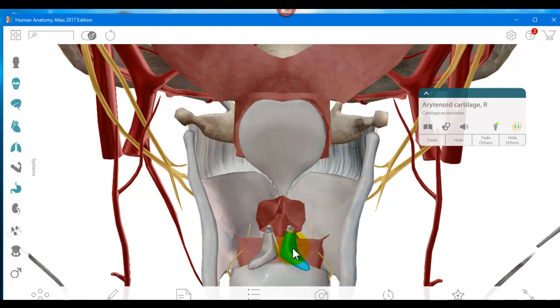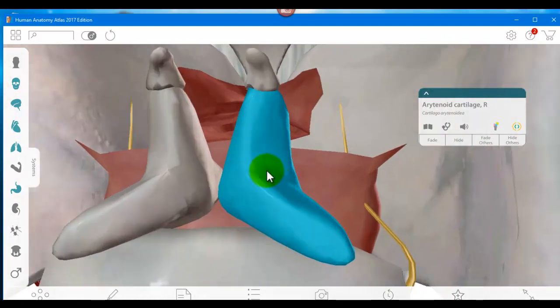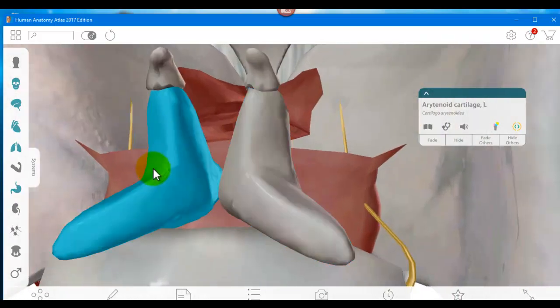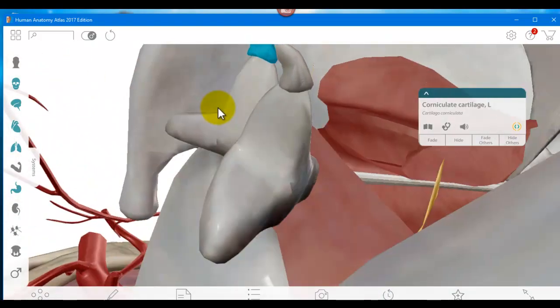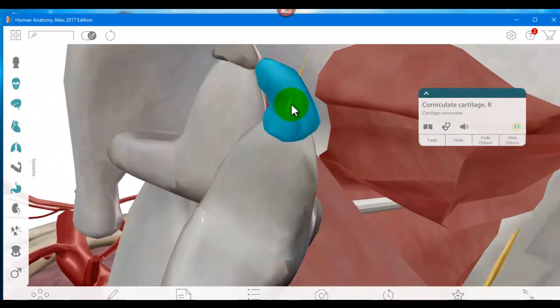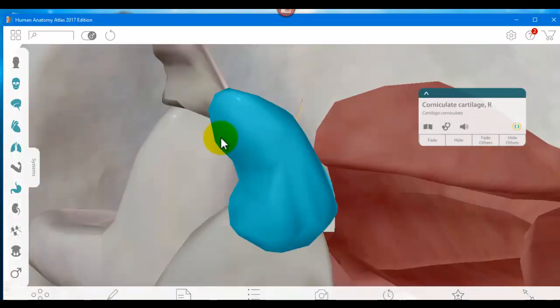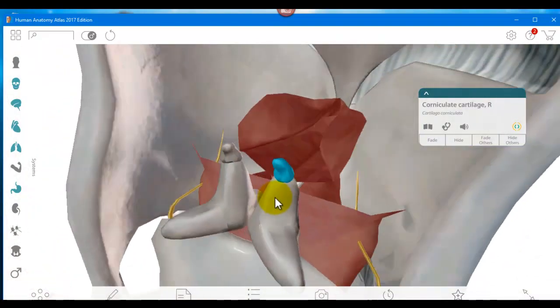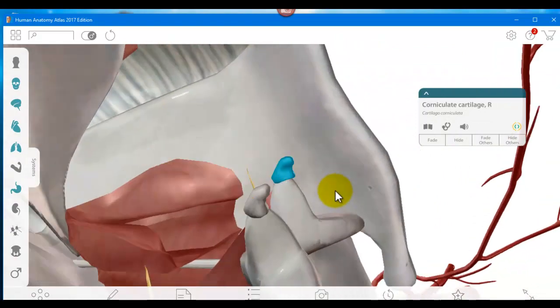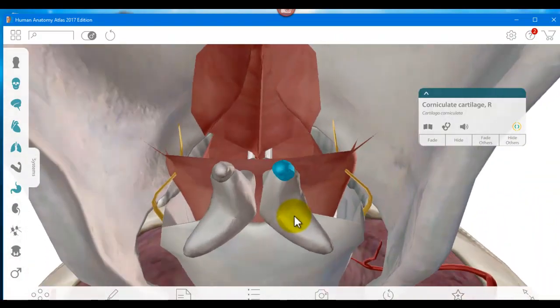But I'm going to click back on the arytenoid. So here's the right arytenoid cartilage. There's the left. Here's the cricoid. Here's the corniculate, the right one, and that's the left corniculate. They're very small. They almost look like a beak or a talon of some kind when you turn them on our models. When you turn them sideways, they look, to me, like little talons on a bird.